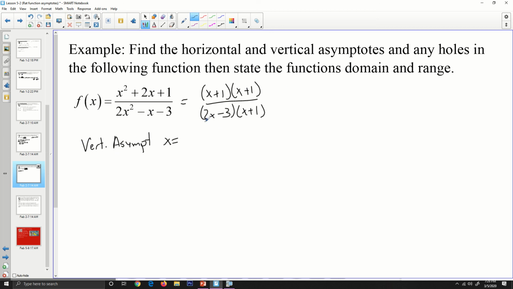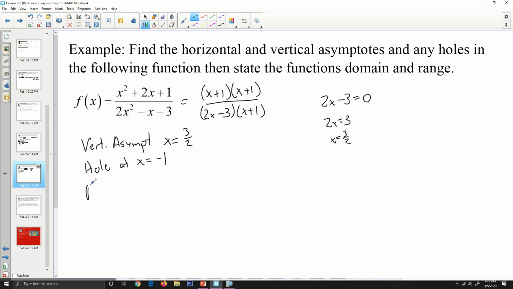And so if you can't tell exactly what makes that 0, figure out what makes it 0. You go 2x minus 3, you set it equal to 0, and figure out what value for x makes this thing equal to 0. 2x equals 3, x equals 3 over 2, so I have a vertical asymptote at x equals 3 over 2. Now, this factor here, because it cancels out, means that I am not going to have a vertical asymptote there, but it is still undefined, so I'm going to have a hole at x equals -1.